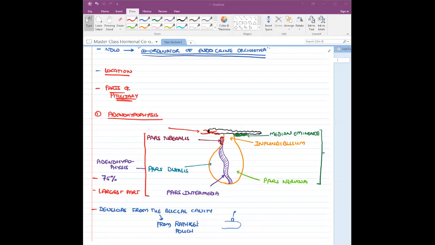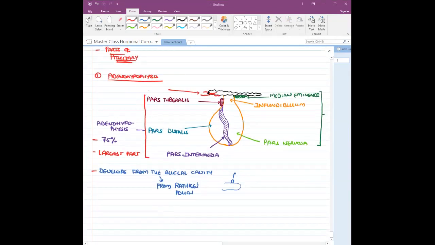Okay, so guys, this is how it is going to be from your endodermal origin. Always keep this in mind. Later on, you are going to see that this Rathke's pouch, once the development is complete, is going to go away. It is seen only at the time when you are in the embryo form.